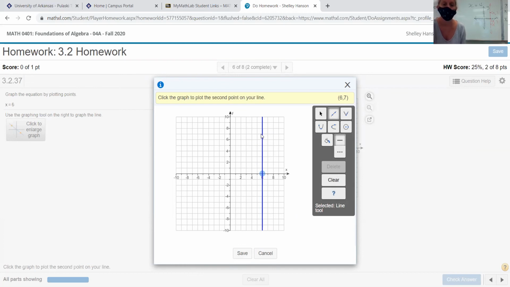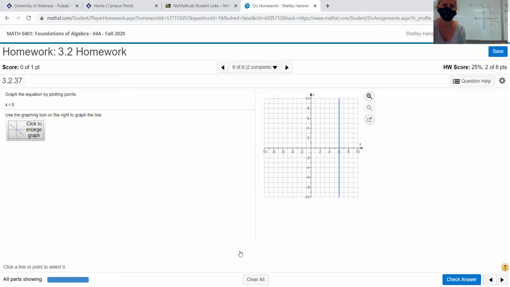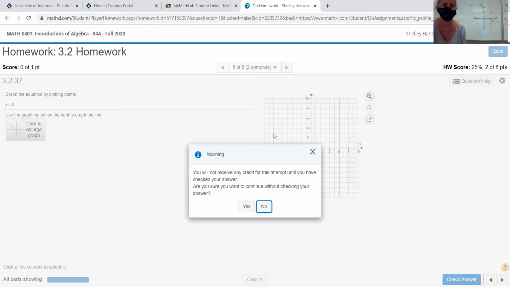It is. Put a point there. It's going to connect the line. It didn't matter where I went. As long as my x coordinate was 6, that was a point on the line. Look at your next one. So that would make a vertical line. No, I didn't check it.